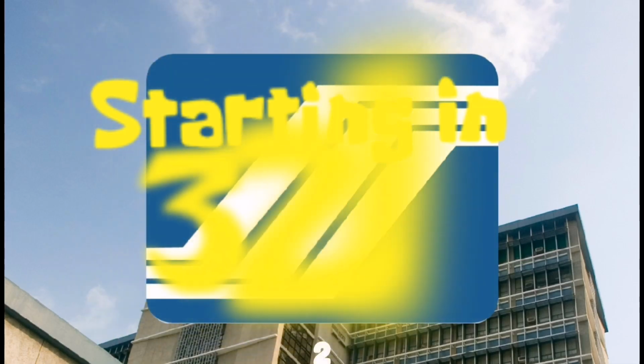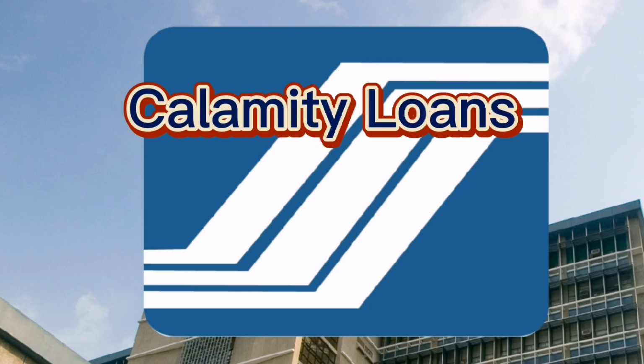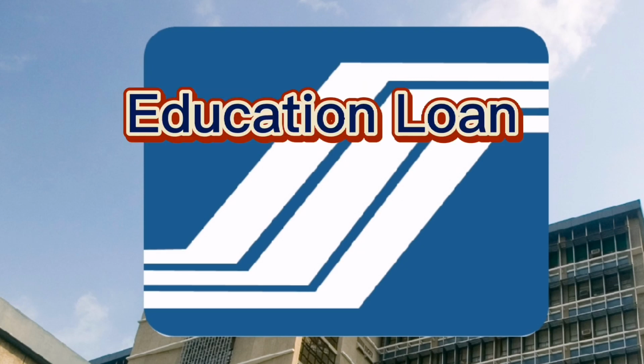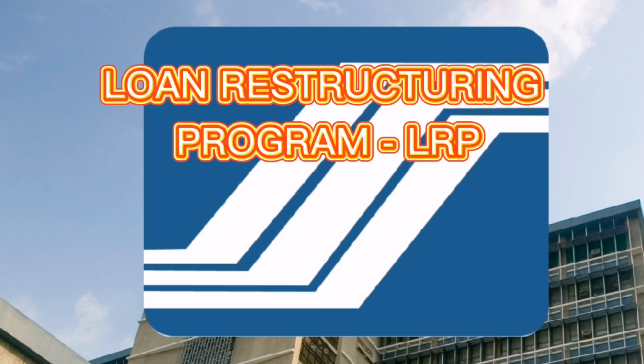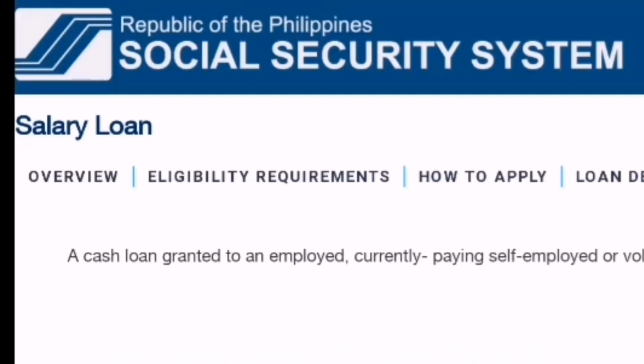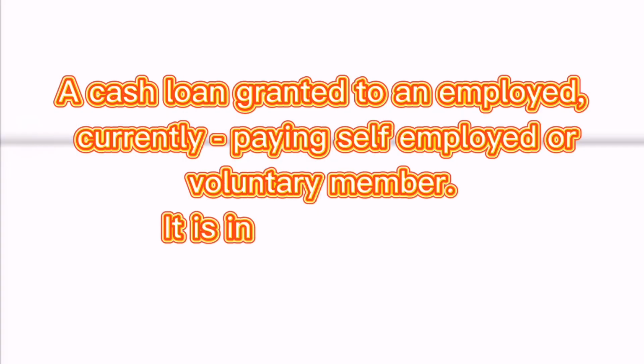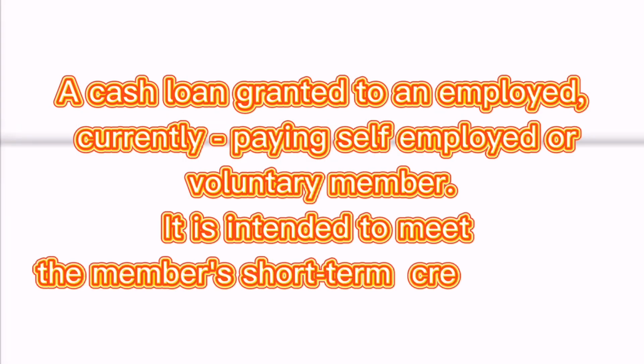3, 2, 1. SSS loans for the members are salary loan, calamity loan, education loan, and loan restructuring program (LRP). This video tackles the salary loan. Overview of the salary loan: a cash loan granted to an employed, currently paying self-employed or voluntary member. It is intended to meet the member's short-term credit needs.